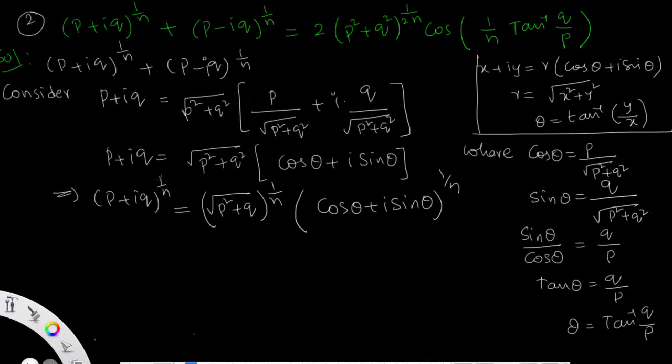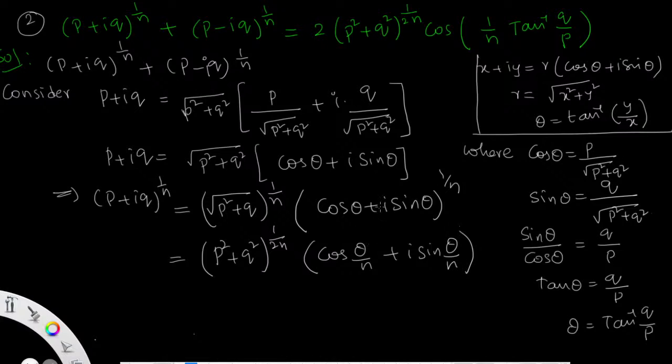So what is the power? 1 by n. The power goes to 1 by n, this part also 1 by n. So this is nothing but p square plus q square whole to the power of, square root means 1 by 2, and here 1 by n is there, then you write 1 by 2n. And this is in the form of Demoivre's, we can write cos theta by n plus i sin theta by n. Why? Because as per Demoivre's, cos theta plus i sin theta whole to the power of n is nothing but cos n theta plus i sin n theta. That's why the power goes to join with its argument.